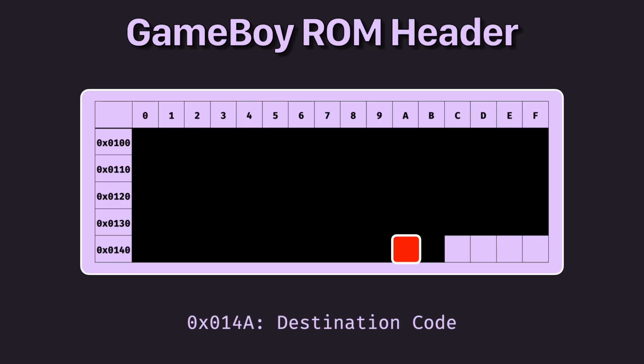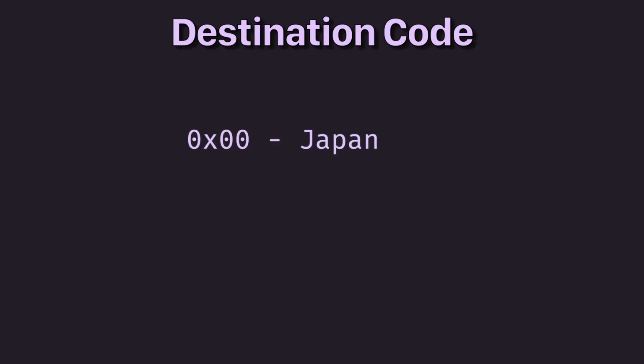Then on address 14A is the destination code of the cartridge. This indicates for which market area this cartridge was intended. And in true Nintendo fashion, the market byte can either be 0 for Japan or 1 for all others. However, cartridges with code 0 have been released in other countries as well, while Japan also has received some games with code 1. So really, this identifier is kind of meaningless.